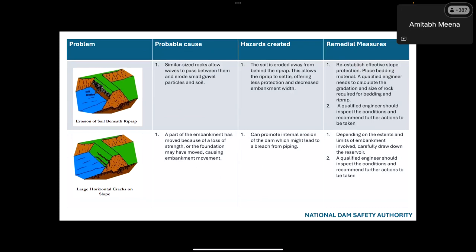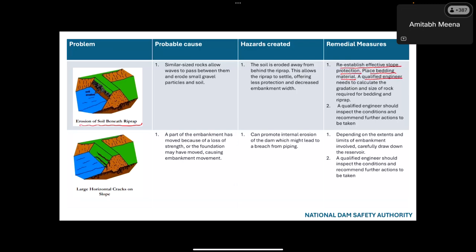So this is a similar situation. Erosion of soil bans riprap. So we have to re-establish effective slope protection and place bedding material. A qualified engineer needs to calculate that. Depending on the extents and limit, in this other diagram, there is a large horizontal crack on the slope.